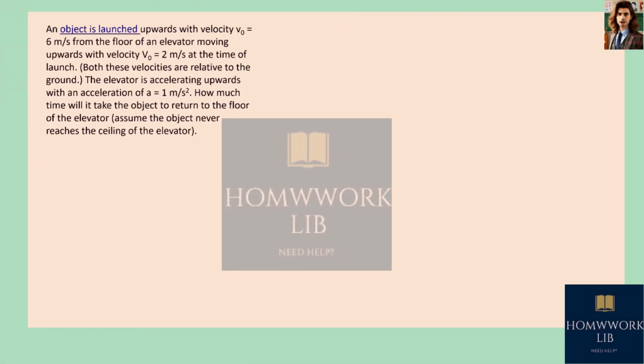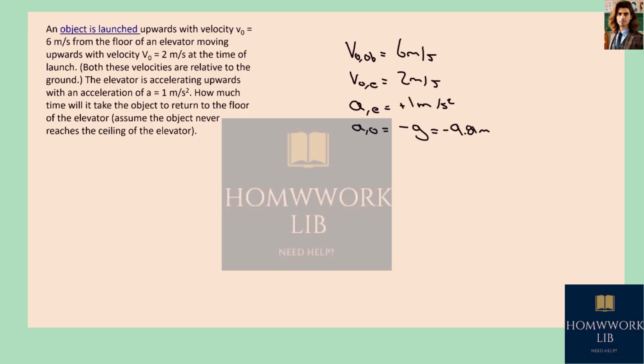Hi, so over here we're going to have an object that is going to be launched upwards with an initial velocity of 6 meters per second from an elevator that is moving upwards with a different velocity of 2 meters per second. We know that the acceleration for the elevator is going to be equal to plus 1 meter per second squared, and on the other hand, the acceleration of the object is going to be equal to minus g, the value for gravity, right? So in this case, minus 9.81 meters per second squared.